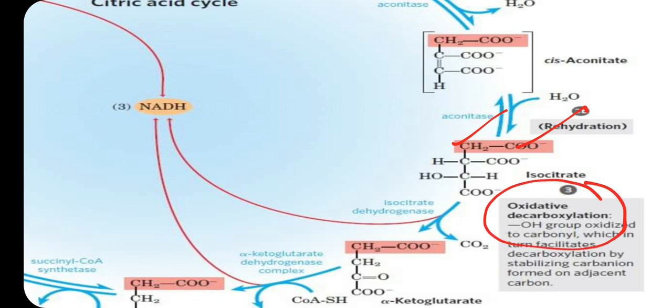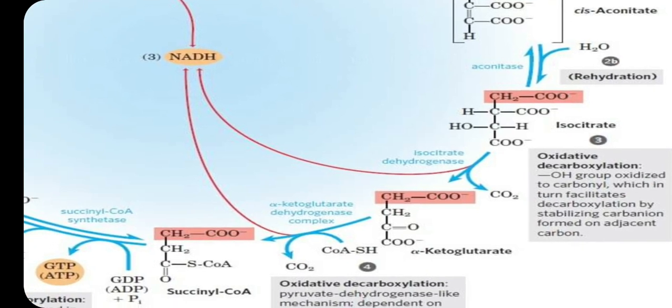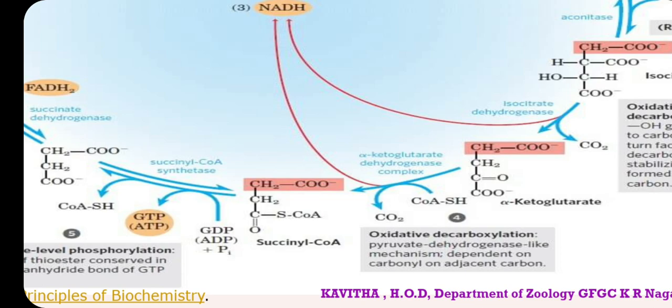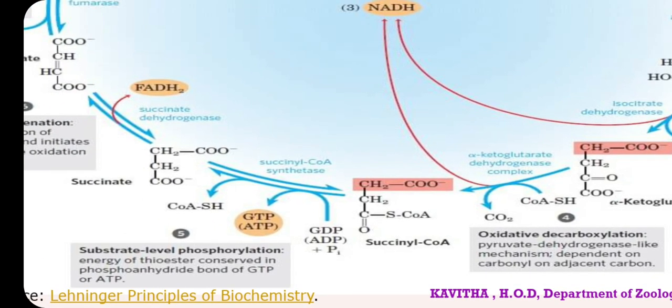In the next step, what happens? Oxidative decarboxylation takes place with the help of isocitrate dehydrogenase, and in this reaction a molecule of carbon dioxide will be eliminated, resulting in the production of alpha ketoglutarate. Once again, a molecule of NADH is going to be produced. Alpha ketoglutarate then undergoes one more oxidative decarboxylation, resulting in the removal of another carbon dioxide, producing succinyl coenzyme A. This succinyl coenzyme A will then become succinate. By this step, those 2 carbon atoms that were added are eliminated as carbon dioxide.